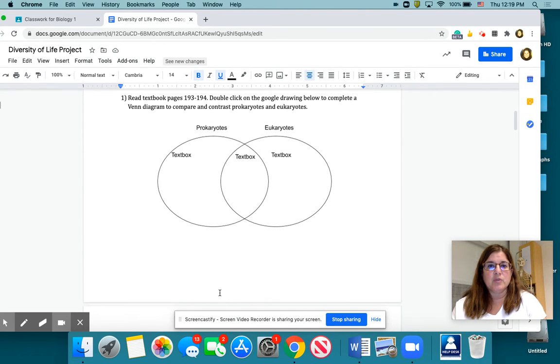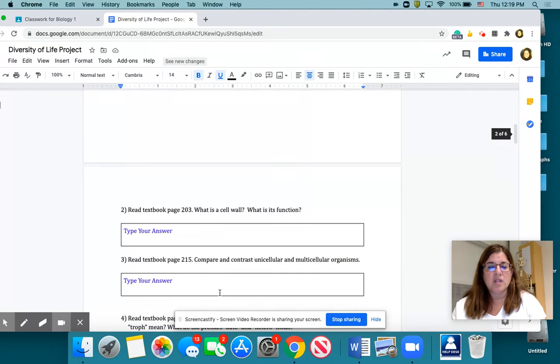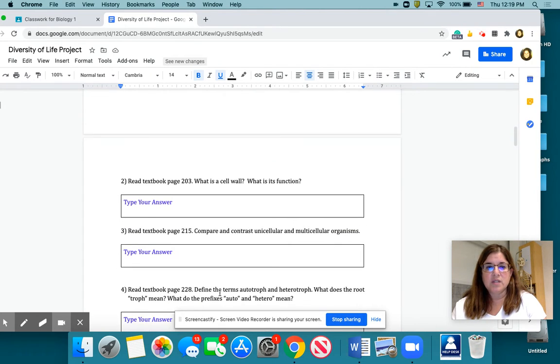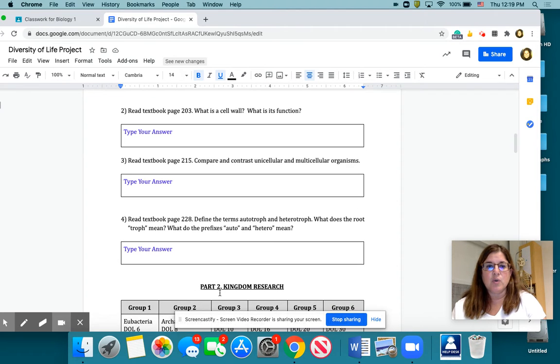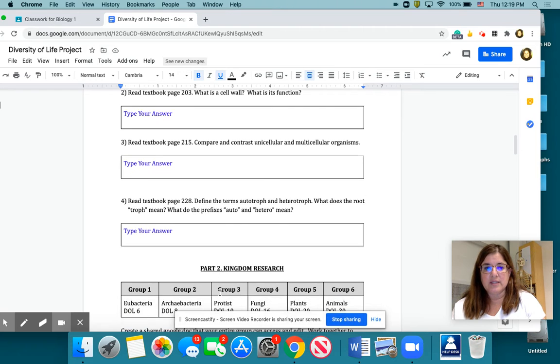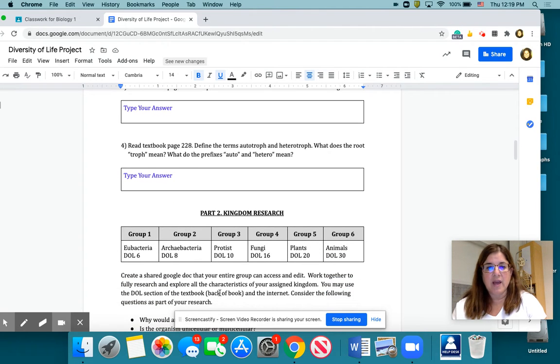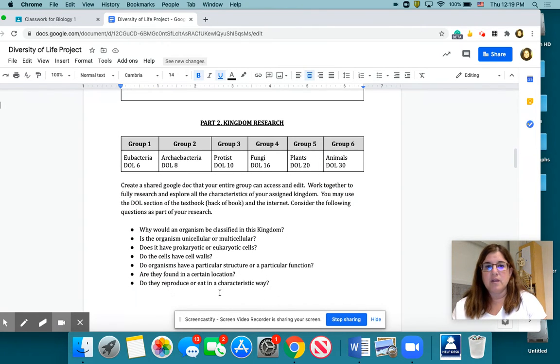They learned the difference between prokaryotes and eukaryotes. They learned what a cell wall was and what its function was, the difference between unicellular and multicellular organisms, and what autotrophic and heterotrophic means. Okay, maybe for some of you that brings back high school biology, maybe good memories or bad memories, I'm not sure. Then the second part, they had to work together.